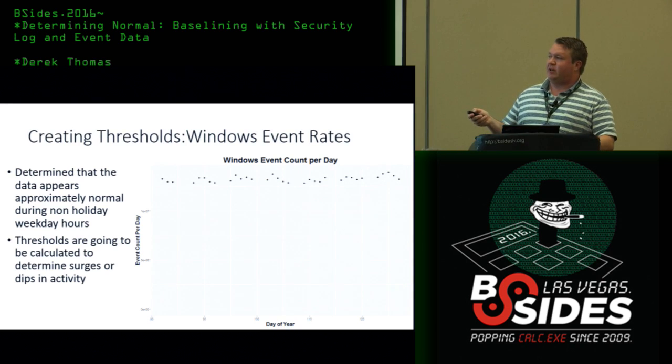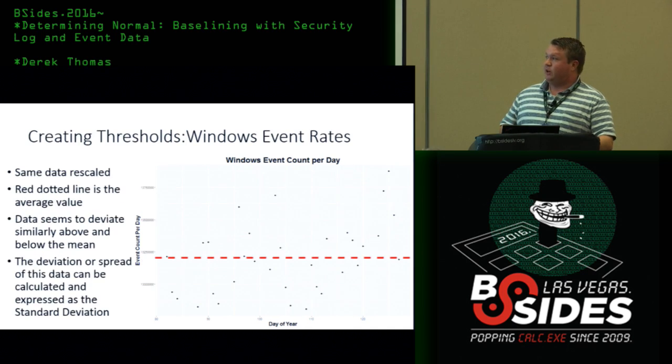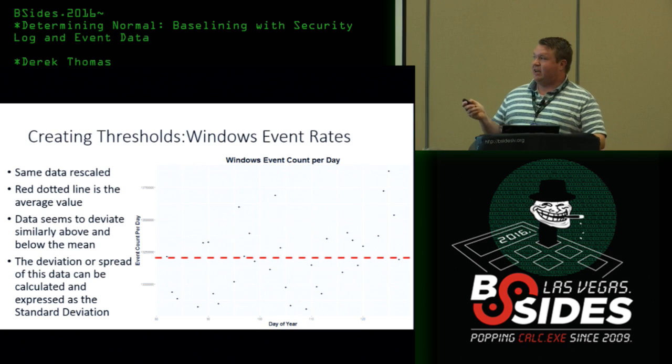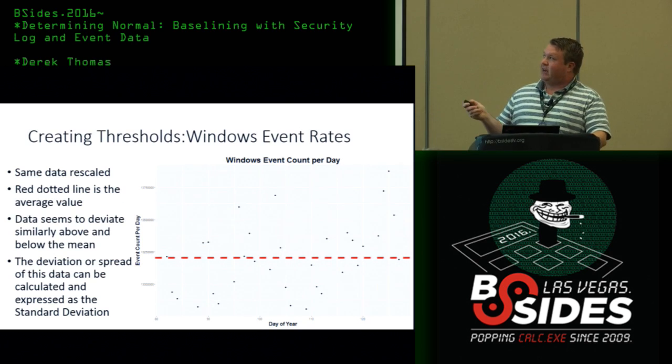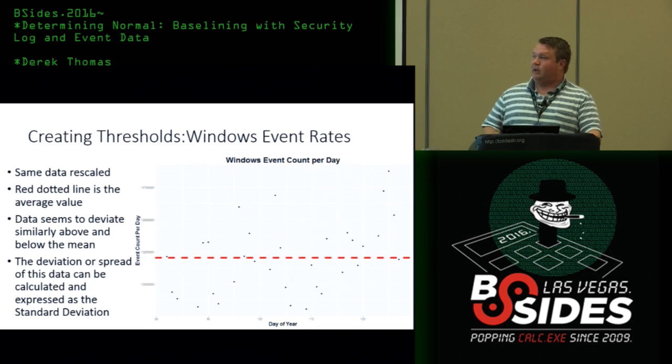So the thresholds are going to be calculated to determine surges and dips in the value. We're going to use this data to create the thresholds. Here I've rescaled the data. You see this red line is the median. That's the average value. You can see above is about the same amount of events as below it. It looks pretty evenly distributed. To me, it looks like there's more in this band, and as you go farther out, there's less.